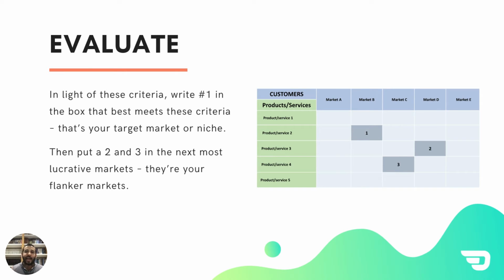And then your task, in light of that evaluation, is to write a number 1 in the box that best fulfills those criteria. That is what we call your target market, your niche. Then put a 2 and a 3 in the next 2 most lucrative markets. They're your flanker markets. And you can continue. You can add a 4 and a 5 and a 6 if you like, but at least identify the top 3. They're going to be your most critical markets.